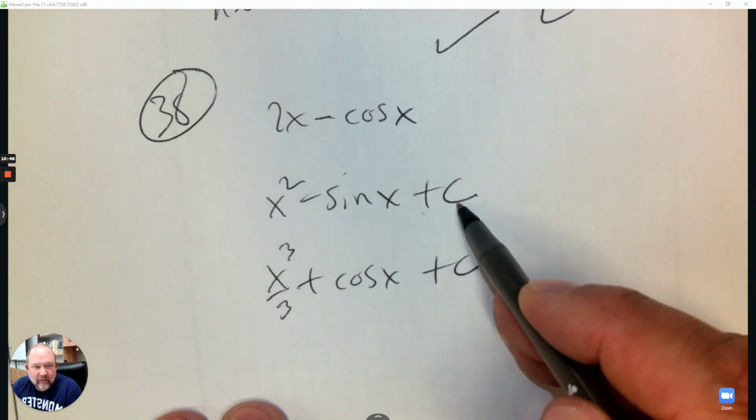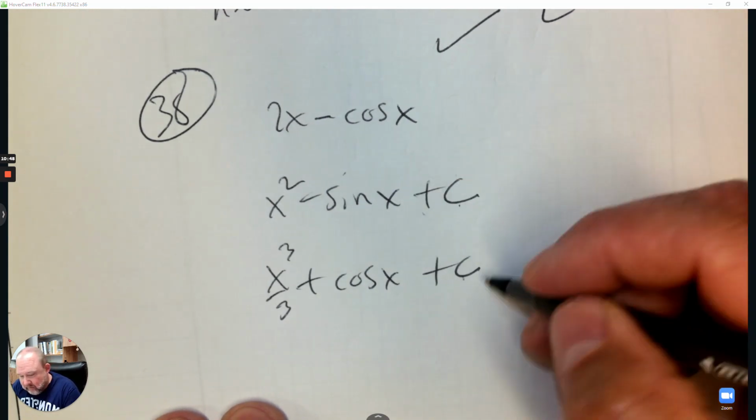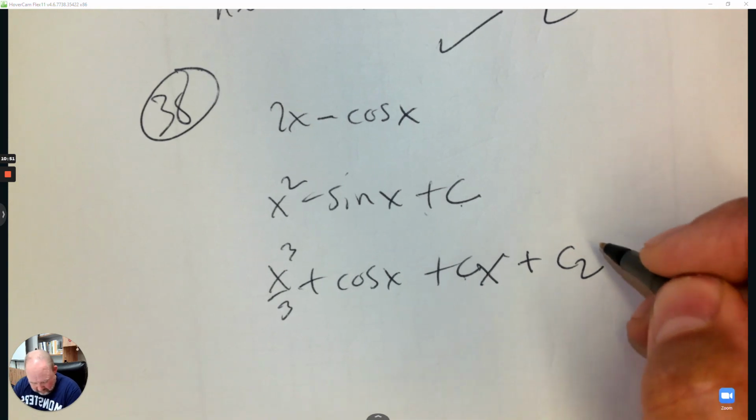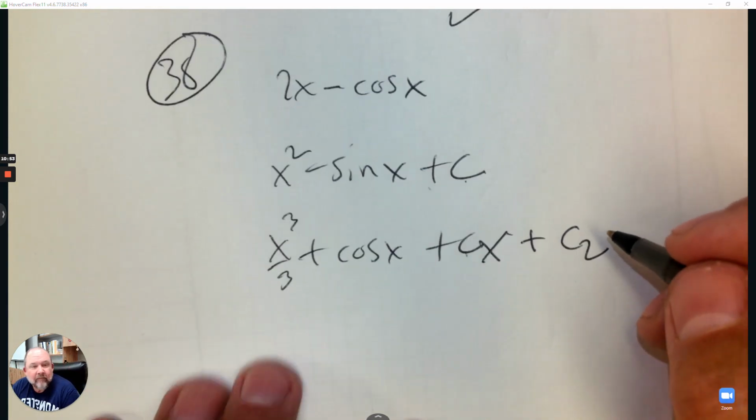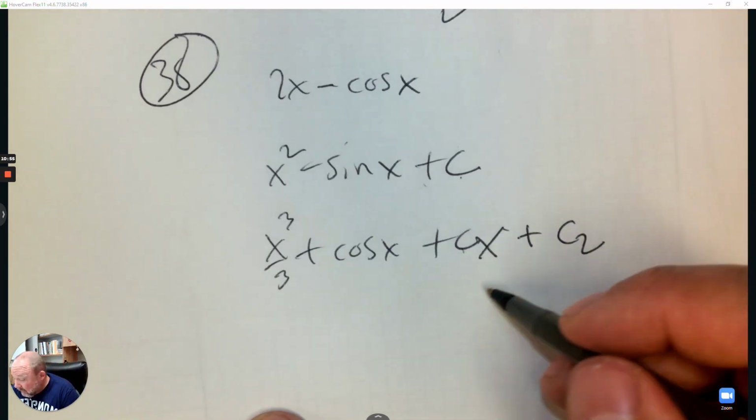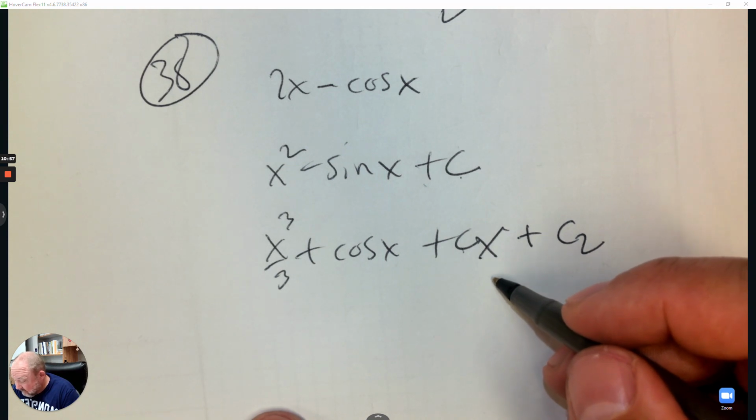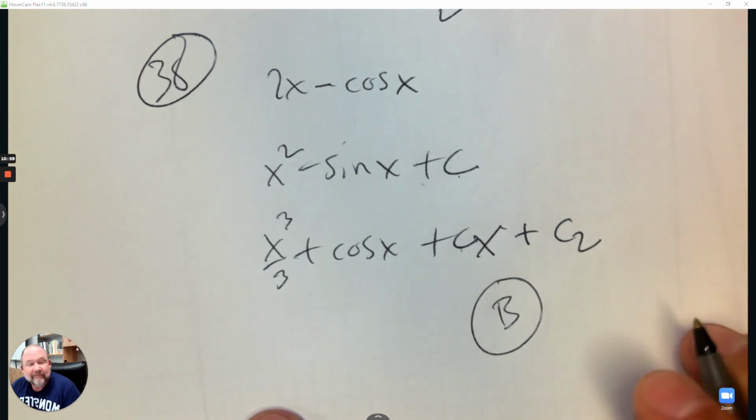So when you do the antiderivative here, you would have an x and then another constant right here. So the only one that could match that, anyways, is B. Done. 41.